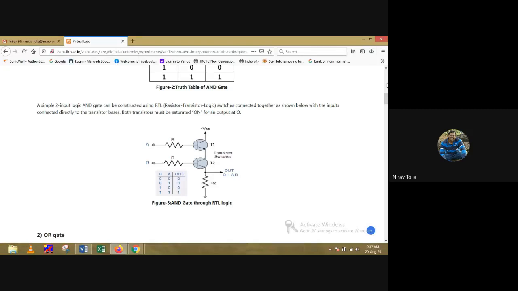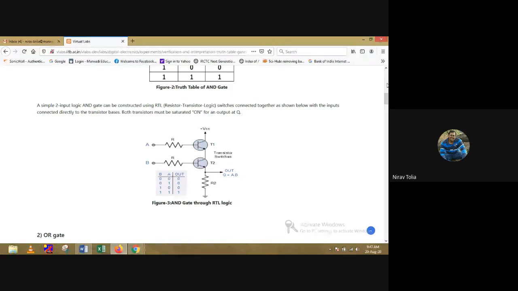So what that means, our output will be 0. If you give the pulse to A and you are not giving pulse to B, so my A is 1 and B is 0. Suppose my A is 1 and B is 0, then my transistor T1 will be on, but my transistor T2 will be off. So that's why my output will be 0.